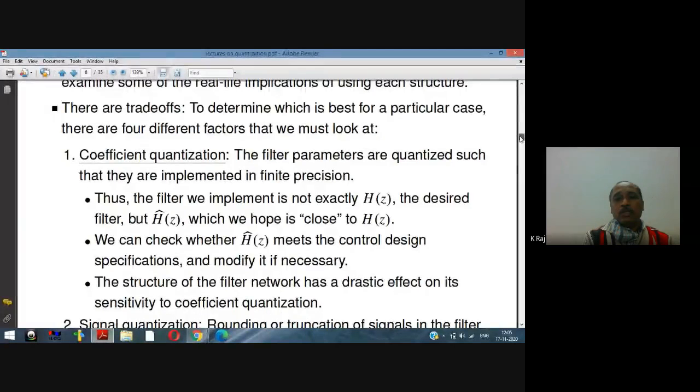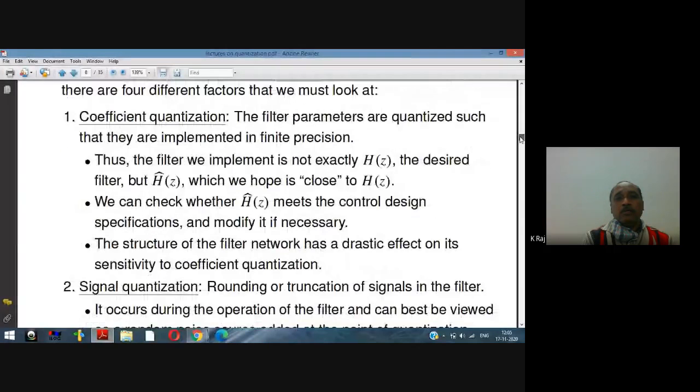The structure of the filter network has a drastic effect on its sensitivity. As we know, if the order is higher, it will be more and more sensitive towards the coefficient quantization error. So the higher order has to be broken into smaller orders, like first order and second order sections. Specifically, it will be broken into second order sections if the order is not odd.